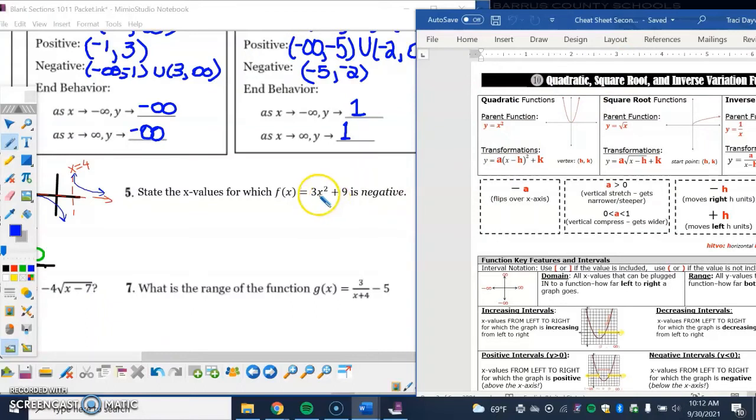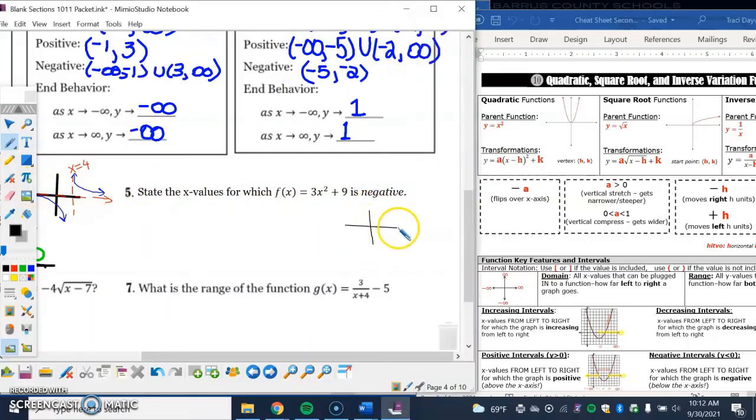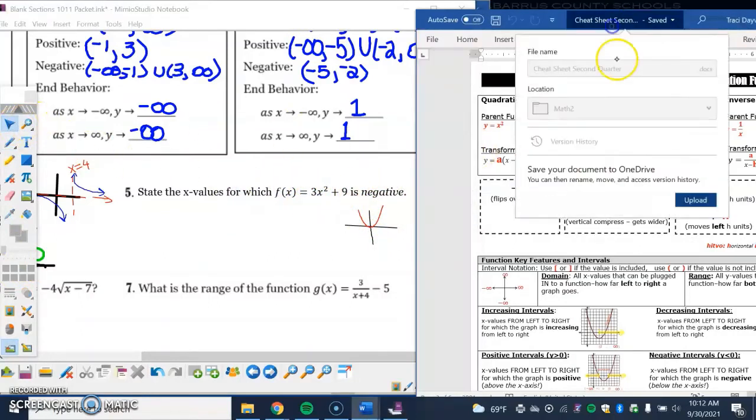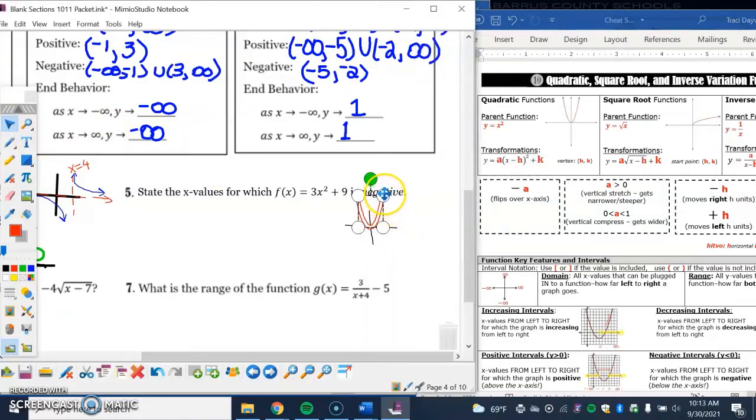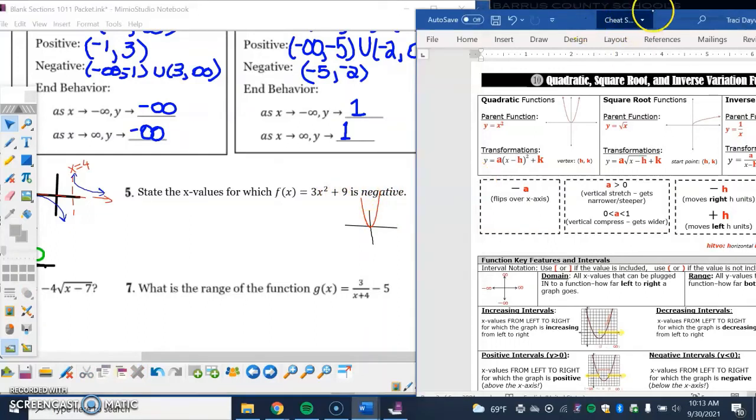And let's think about what the 3 and the 9 would do to this parent function. The parent function would be a parabola that has a vertex at 0, 0. And what would the 3 do to this parabola? The 3 would do a vertical stretch, so that would make it steeper and narrower. Okay, so it would be a little bit more like this. And what would the plus 9, that's like plus k, what would that do to our parabola?